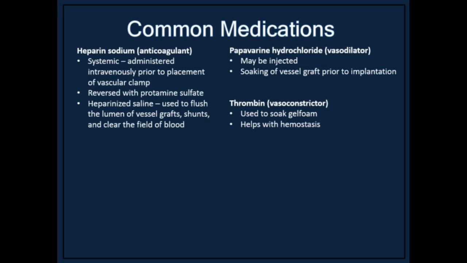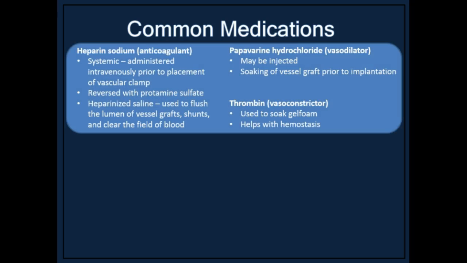Several types of medications are frequently used in vascular surgery. Heparin is an anticoagulant that may be given systemically through an IV prior to the placement of a vascular clamp. Heparin is reversed with protamine sulfate.